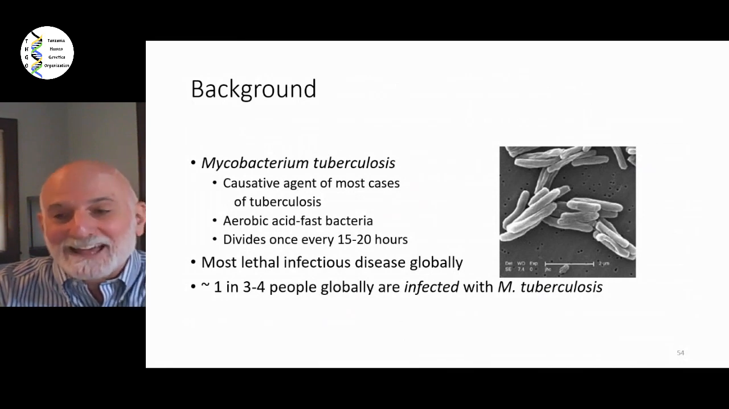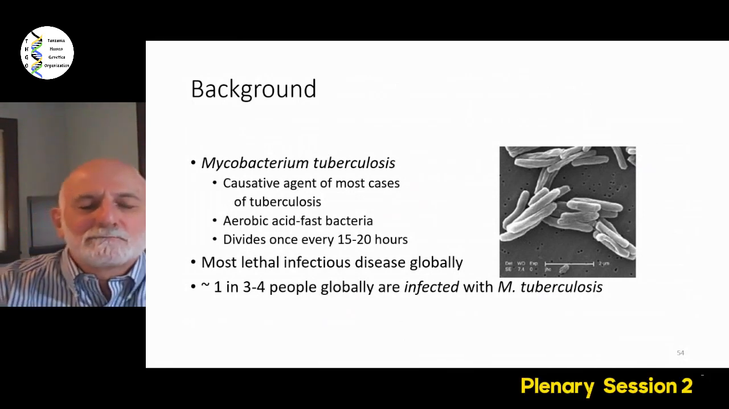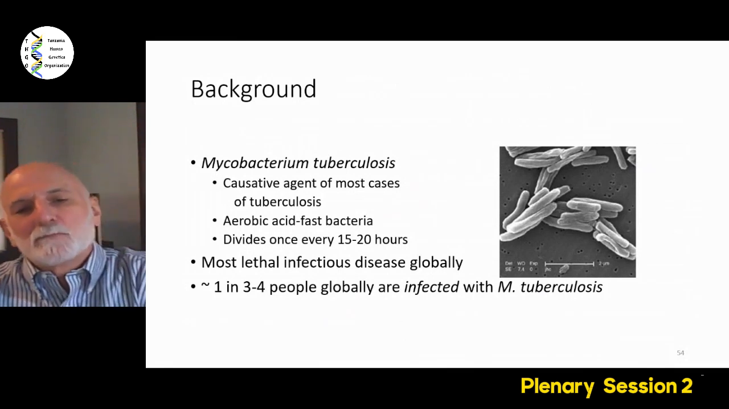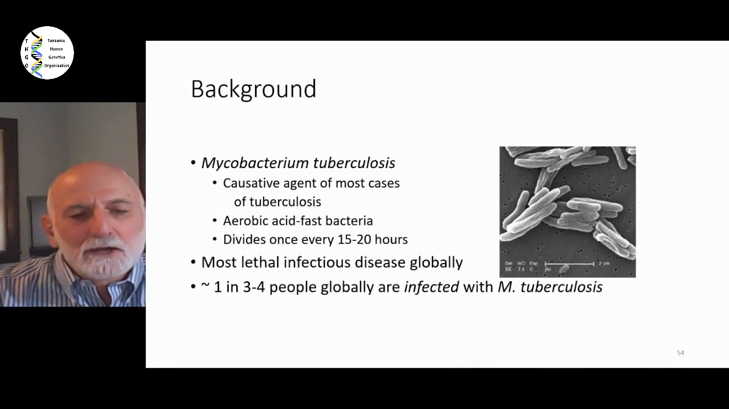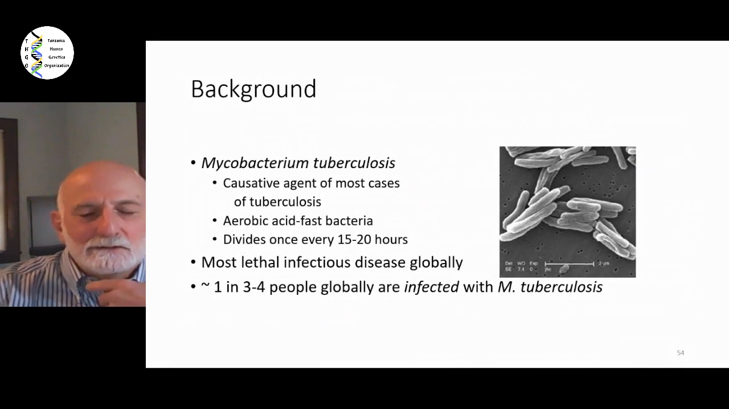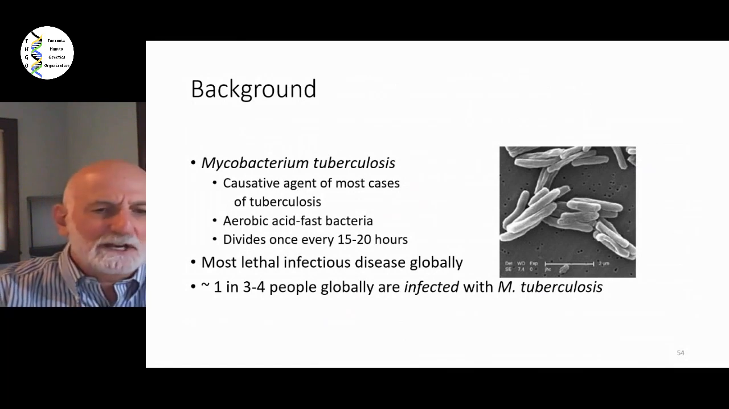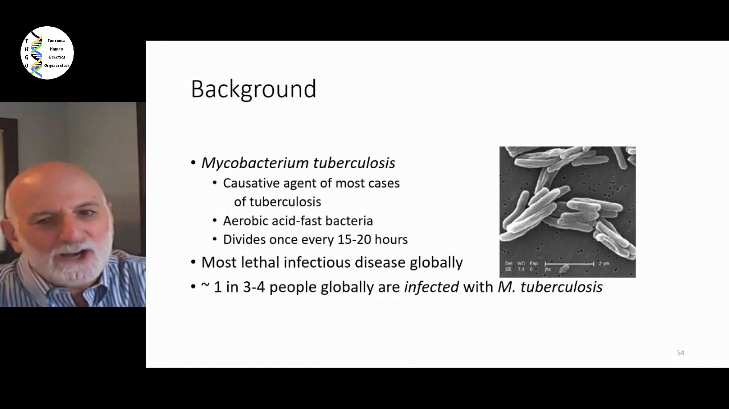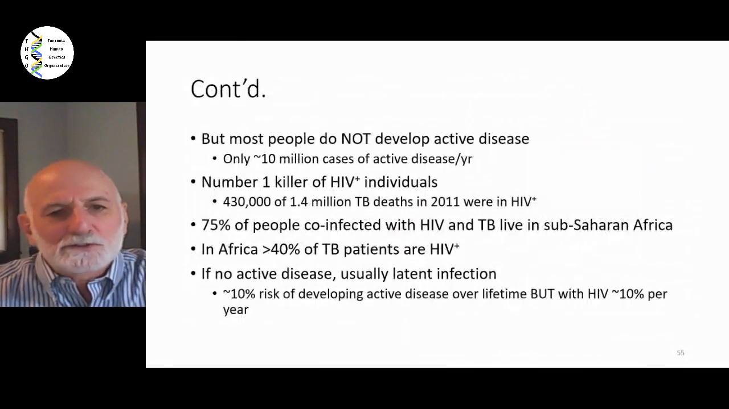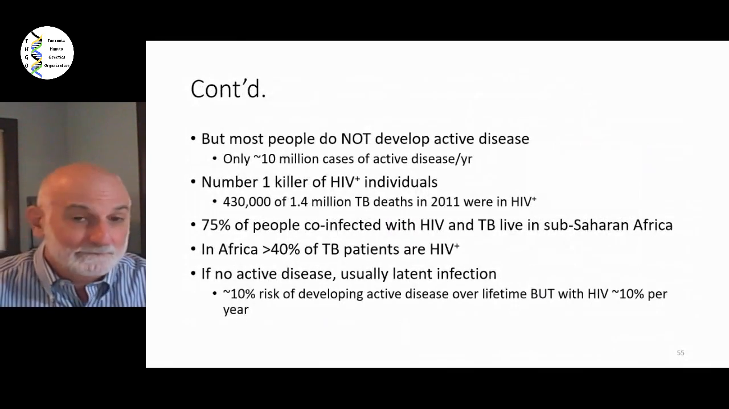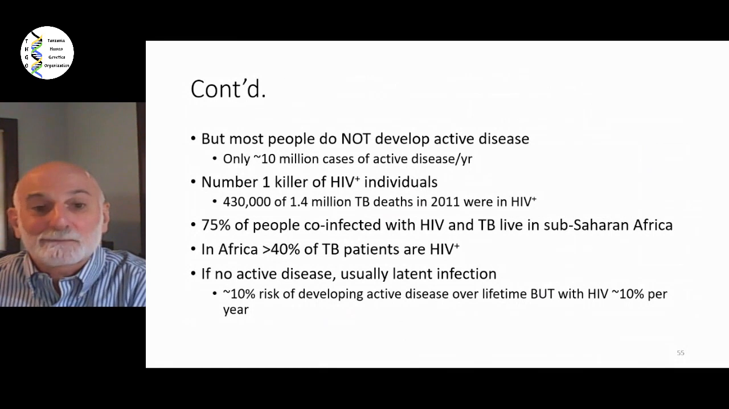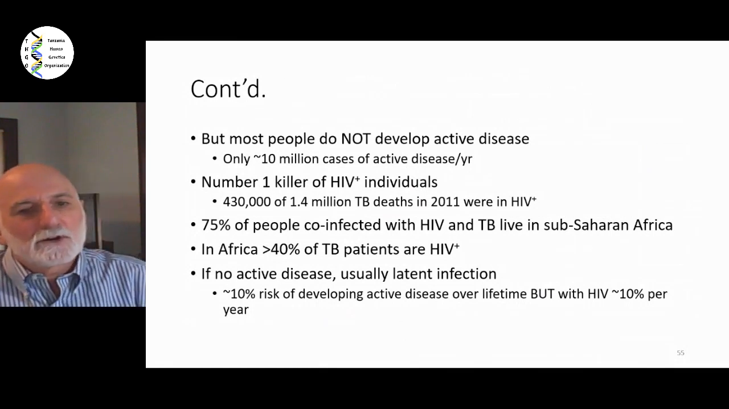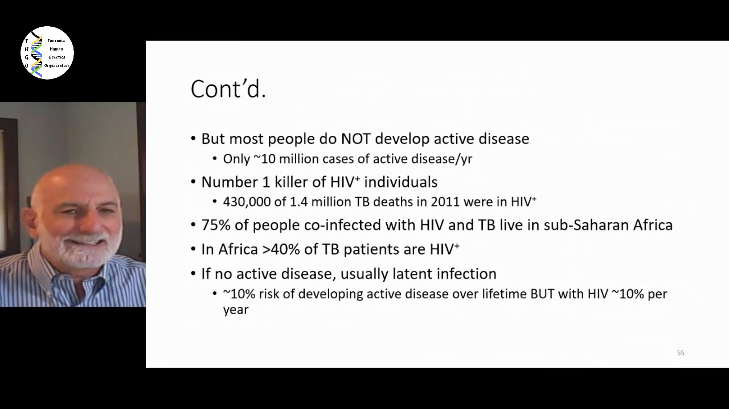It kills more people than any other infectious disease until COVID-19. More than HIV, more than malaria. And it is predominantly in the developing world. But the funny thing is, despite how lethal it is, it's infecting a very large percentage of people. One in 3 to 1 in 4 people globally are infected with Mycobacterium, but there are only 10 million cases a year. So why do most people who get infected with Mycobacterium not develop any disease? There are about 10 million cases and about 1.6 million deaths per year.